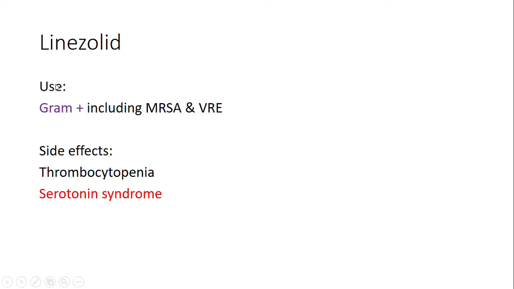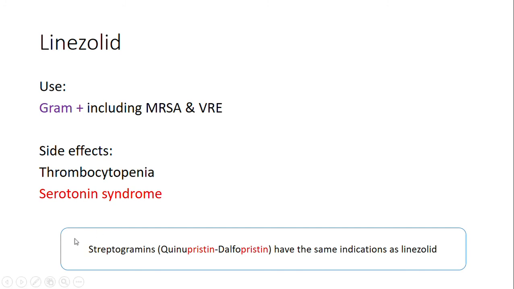Linezolid, we use it for gram-positive organisms, also for resistant organisms like MRSA and VRE. The side effects are thrombocytopenia and serotonin syndrome, since it inhibits the MAO enzyme. Streptogramins, which are quinupristin and dalfopristin, they have the same indications as linezolid.